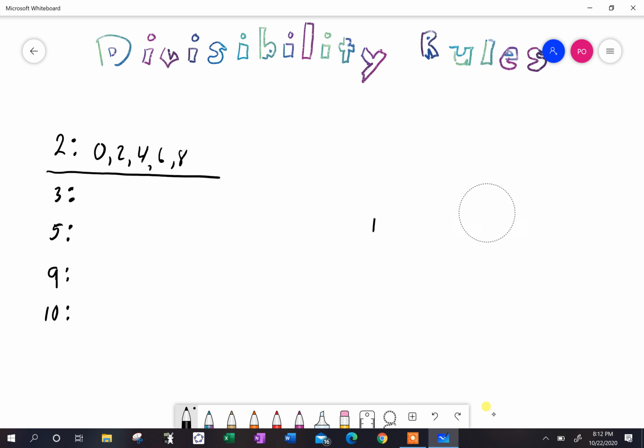Moving on. So that's it. The last digit, the ones place, must be even. So that's pretty easy to understand.